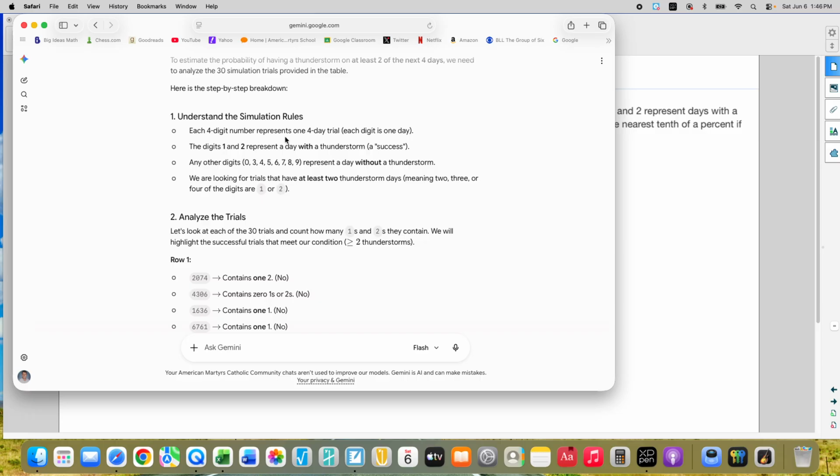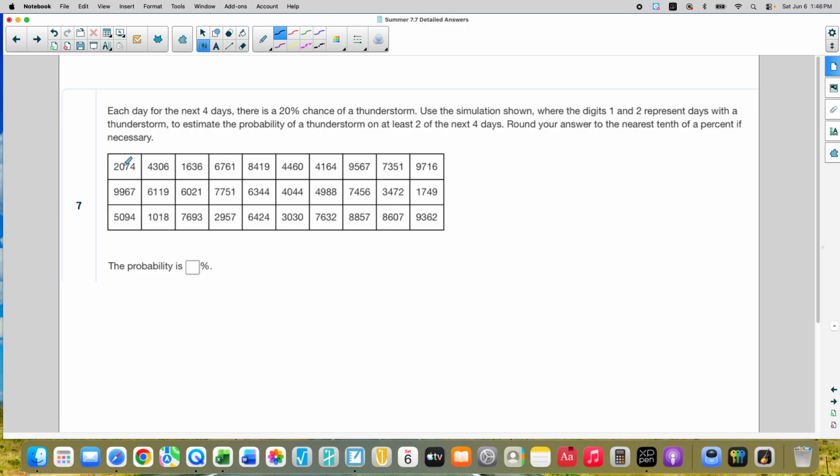Each 4-digit number represents one 4-day trial. Boom, right there. I didn't see it in that way. I didn't understand that those were the 4 days. So it rained this first day, it didn't rain, and it didn't rain. So each one was a 4-day thing.